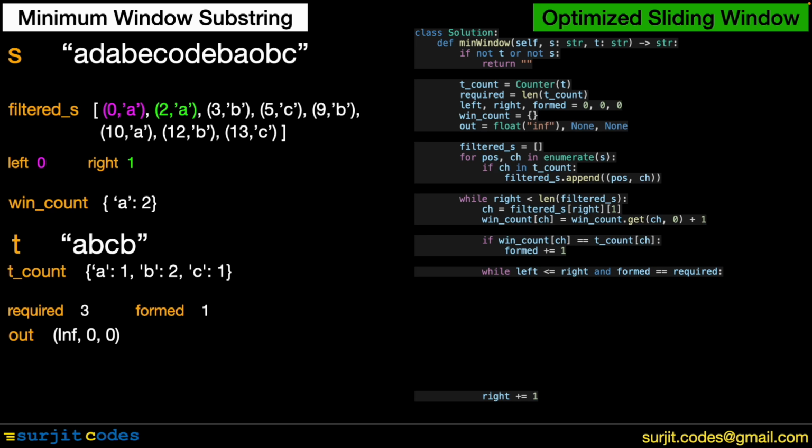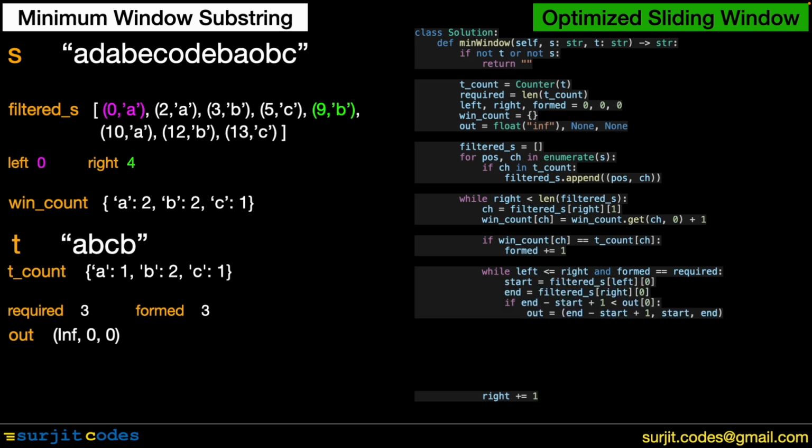In the second iteration, count of A in win count becomes 2. In the next iteration, B is added to win count, but its counts are not same in win count and T count. Next, C is added to win count, and its count is equal to that in T count, so formed becomes 2. When right is 4, another B is added to win count. Count of B are equal in win count and T count, so formed is increased to 3. At this point, formed has become equal to required, so now we enter the inner while loop.